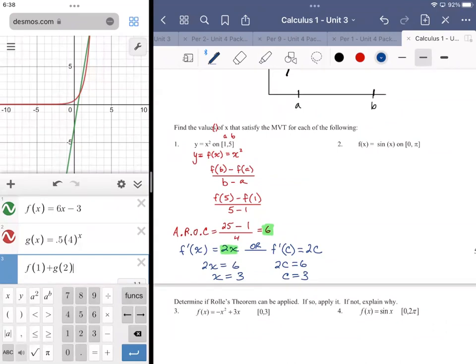All right, so same idea. We need to find the average rate of change over this interval. So it's the same structure, f of b minus f of a over b minus a. Right, so for the sake of space, f of b would really be f of pi minus f of 0, over pi minus 0.